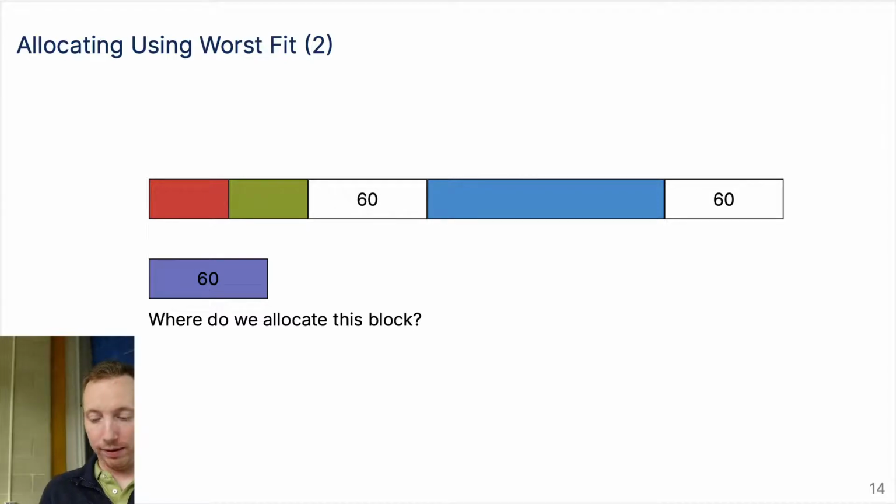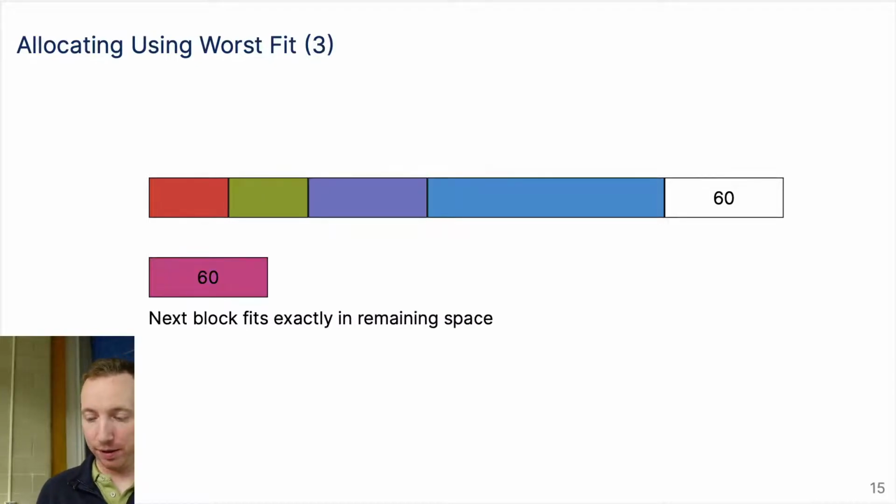Now we have the 60-byte allocation. Where do we allocate it? It doesn't matter, they're both 60 bytes, so put it at the front. And now the next block fits exactly in the remaining space. So worst fit, in this case, actually does better. It's not always going to be the situation, but the point is that just because best fit is called best and worst fit is called worst does not guarantee best is always the best and worst is always the worst, as confusing as that might be.